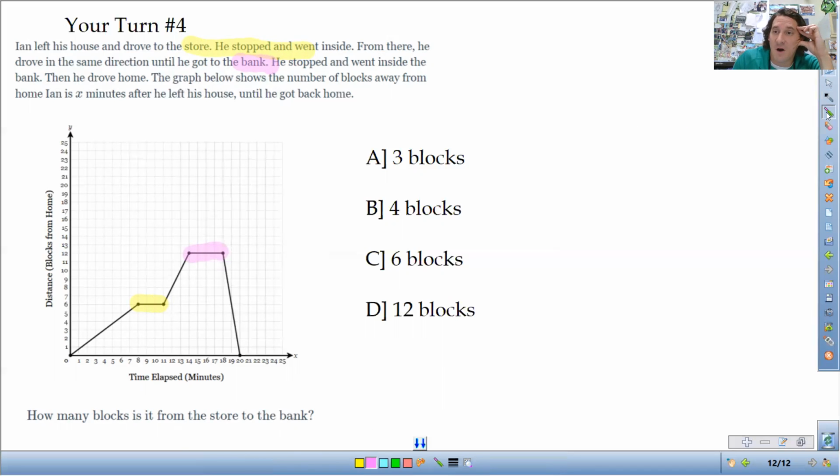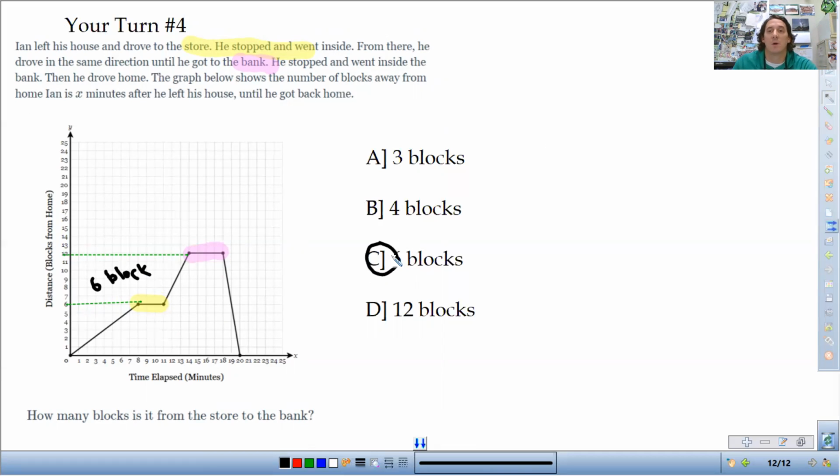So how far apart are these? So if I use, just so we can see, the store is 6 blocks away. The bank is 12 blocks away. So the bank, that's a total of 6 blocks between the two of them. So the bank is 6 blocks away from the store.